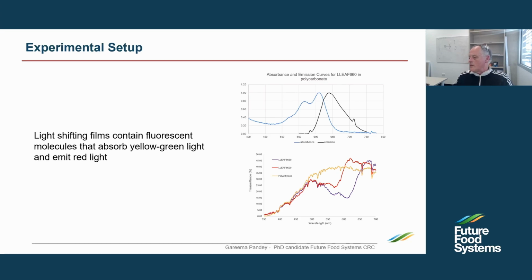So what we've done, well, I'll just give you a better background. Here's the absorption spectrum of the polycarbonate with the leaf 660. You can see how the light is absorbed in this region, and then it's emitted in the other. Now, what's going to become important is that degree of overlap between those two spectra, which I'll get onto in a second.